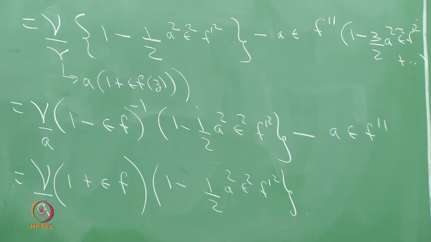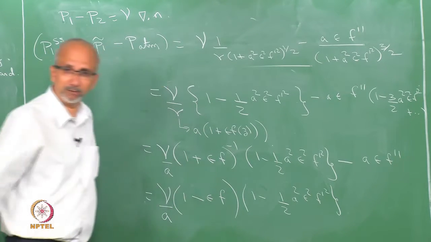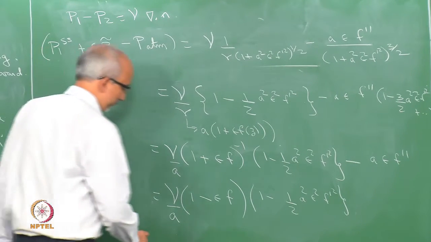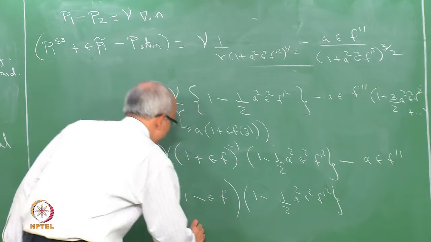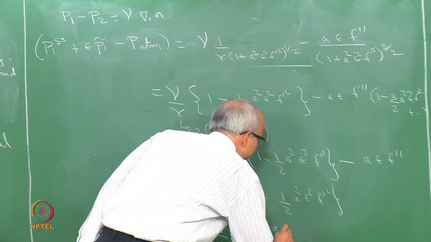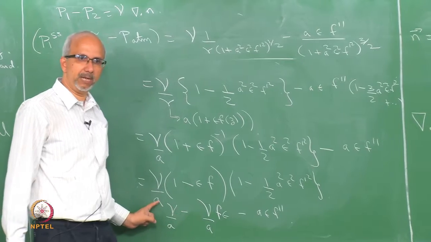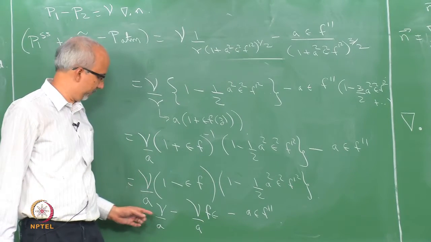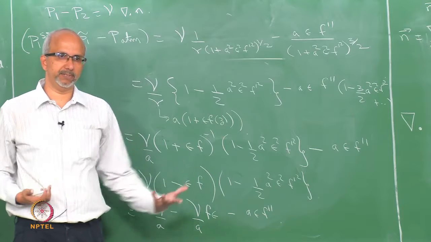I'm not sure if there's a sign problem. Where is it? 1 plus? Yeah, that's good. It should be plus because this should be minus. Now everything is fine. I was wondering if I made a mistake again. So this gives me gamma by A minus gamma by A F epsilon minus A epsilon F double prime. I don't know if this answers your question, but the radial curvature at order epsilon can be written as gamma by A minus gamma by A F epsilon. So this is your radial curvature when you do the binomial series expansion.